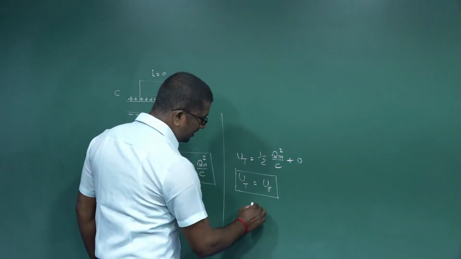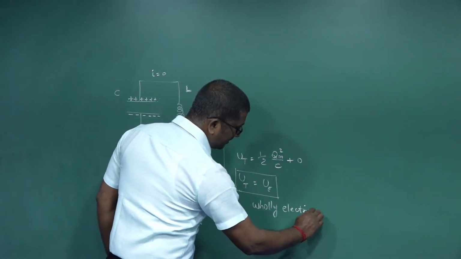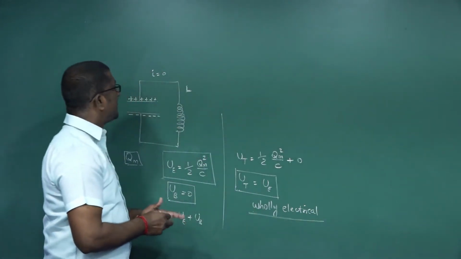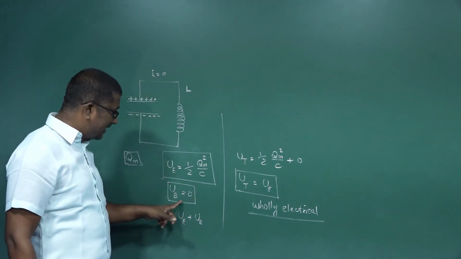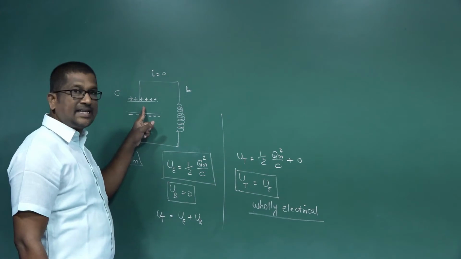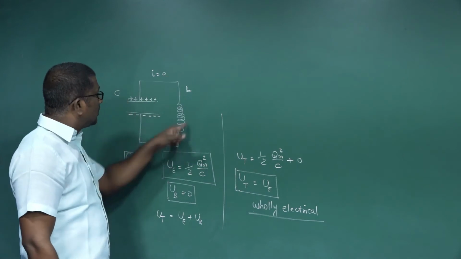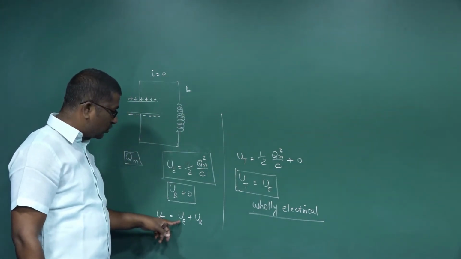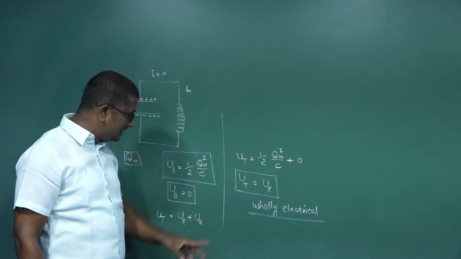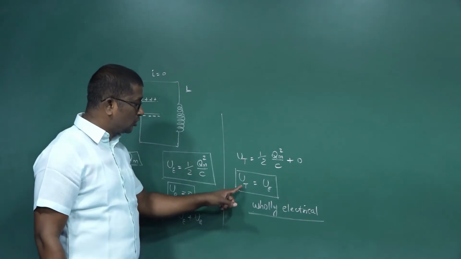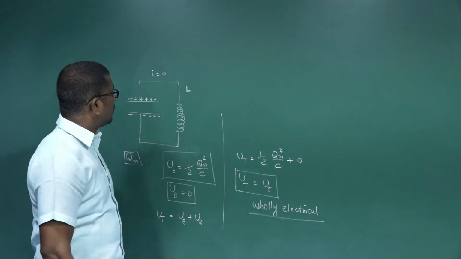That is wholly electrical. When? If there is no flow of current through the inductor. If there is no flow of current through the inductor, magnetic energy value is 0, but the electrical energy in the capacitor is a maximum, Qm squared divided by C. Now, the total energy of the system is equal to the sum of electrical energy and magnetic energy. Electrical energy is maximum, Qm squared divided by C, but magnetic energy is 0. So the total energy of the system in this state is wholly electrical, right?